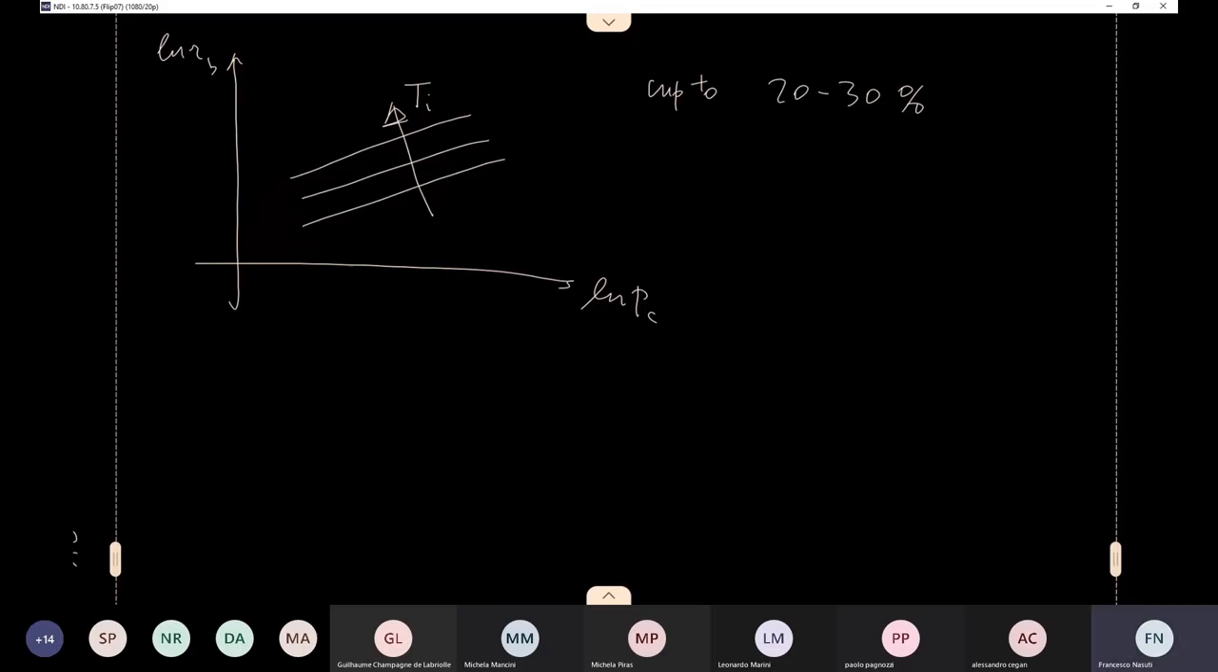Scusi, professor. Prego. Cos'è fino al 20-30%? Non ho capito. È l'effetto che può avere la temperatura iniziale sul valore della velocità di combustione. Ok, grazie.